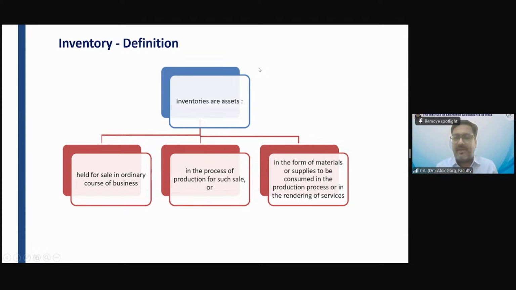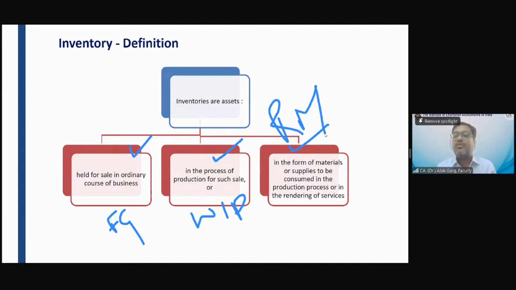Because it is not the bread and butter of the company, the company is not selling the car in the ordinary course of business. So the basic condition is it has to be held for sale in the ordinary course of business. So inventories are those assets which are held for sale in the ordinary course of business, in the process of production for such sale, in the form of material or supplies to be consumed in the production process or in the rendering of services. Finished goods, work in progress, raw material. So all these items are covered under inventories.